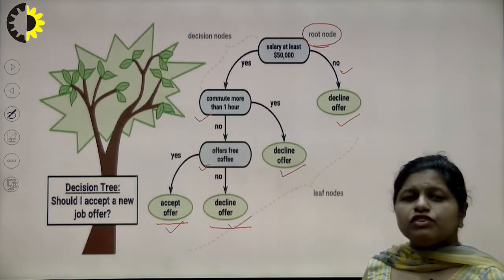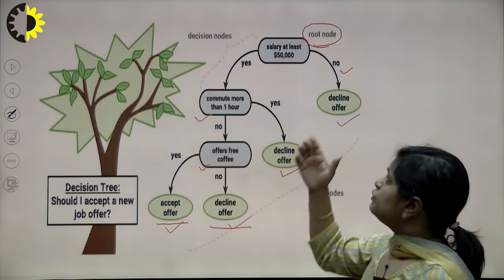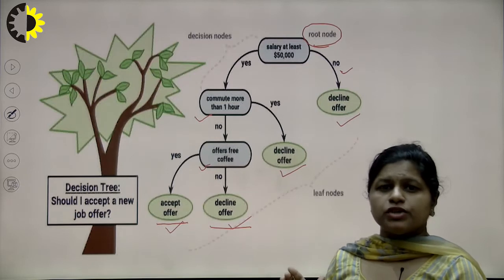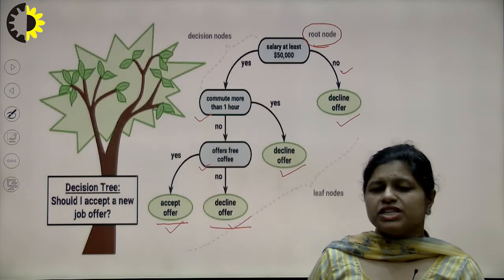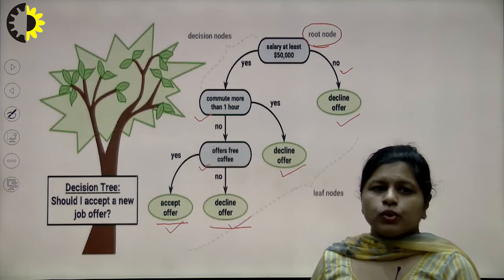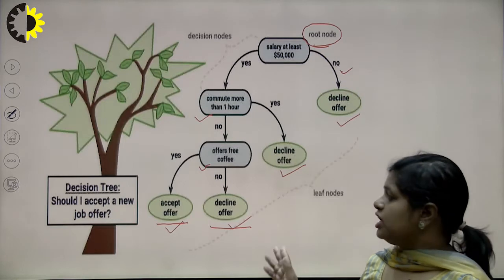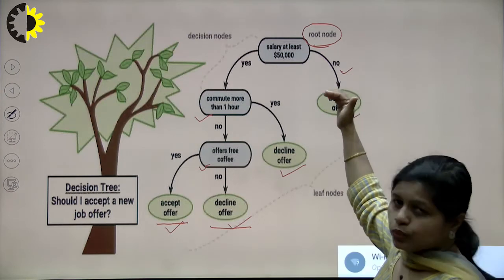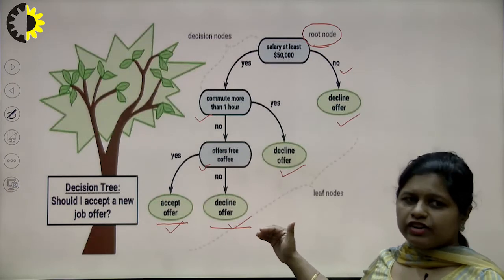So this is the way in which we can explore the conditions one by one. The main condition is whether the salary is greater than or equal to $50,000. If the salary is less than $50,000, the person will not check the other attribute values, and just declines the offer. It is a binary classification problem in which there can be only two outputs, accept the offer or decline the offer. We start from the root node and move towards the leaf node one by one by exploring the different attribute values.